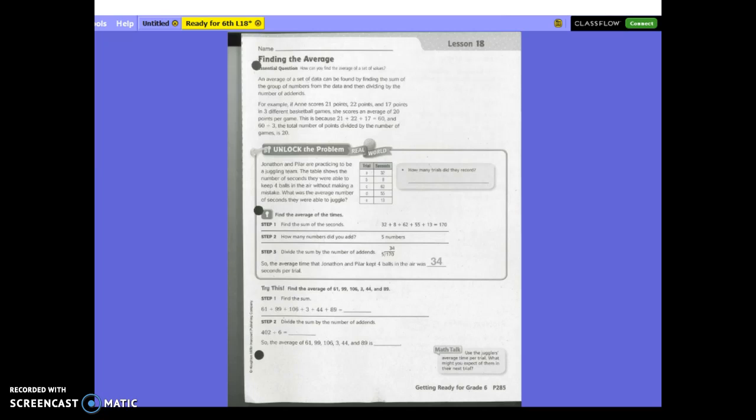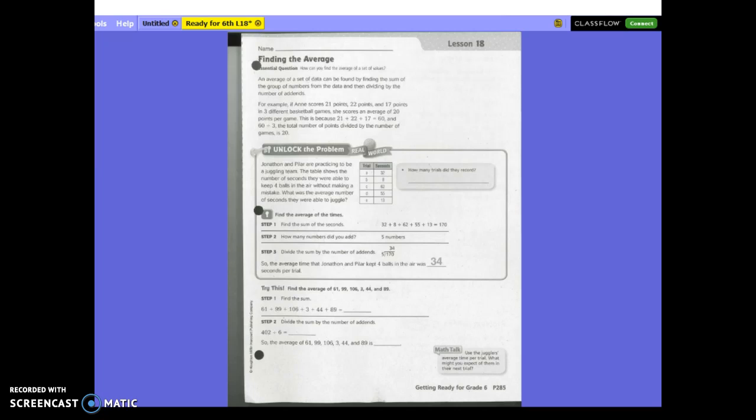Jonathan and Pilar are practicing to be a juggling team. The table shows the number of seconds they were able to keep 4 balls in the air without making a mistake. What was the average number of seconds they were able to juggle? So here we have the trials A, B, C, D, E, and then the number of seconds in each trial.